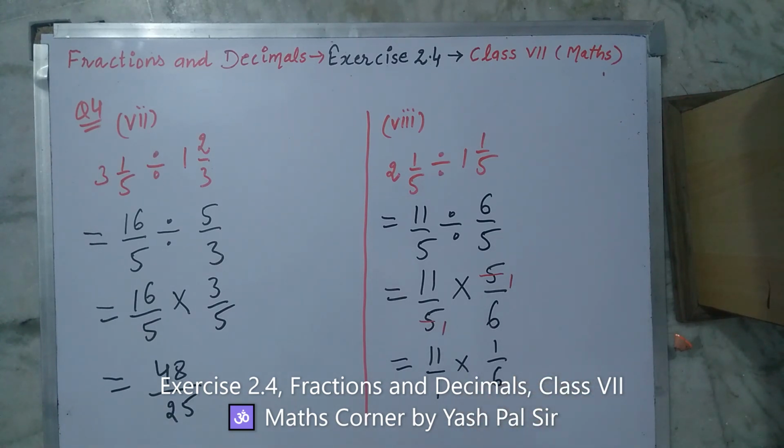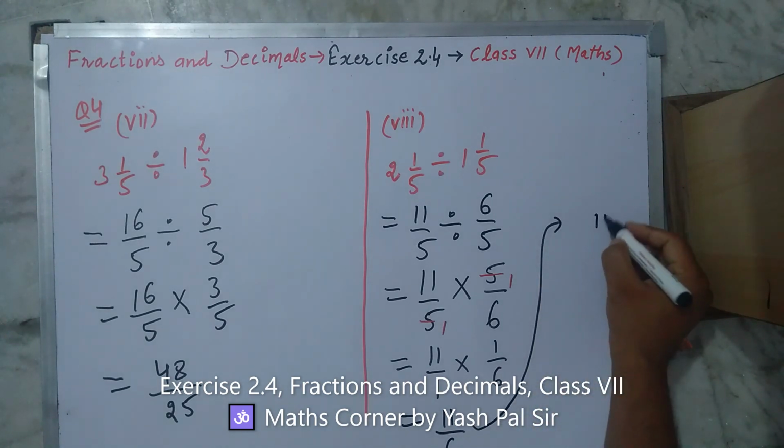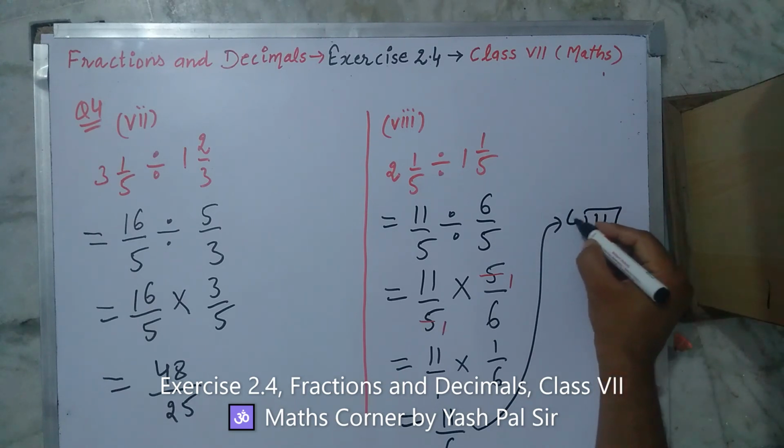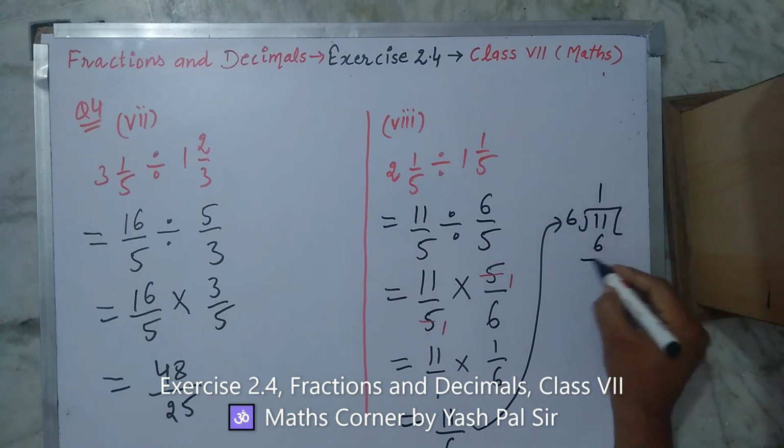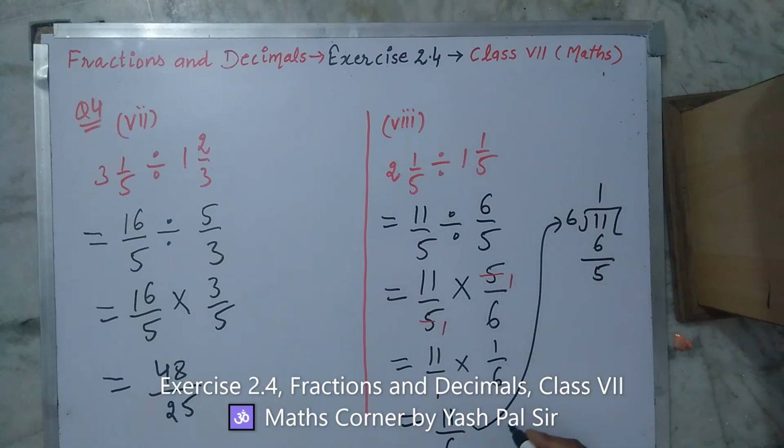So what is the answer? This is equal to 11 into 1, 11. 1 into 6, 6. This is improper fraction. So we can divide 11 divided by 6. 6 ones are 6. What is the remainder? 5. So we can write this equal to 1 and 5 upon 6. This is the final answer.